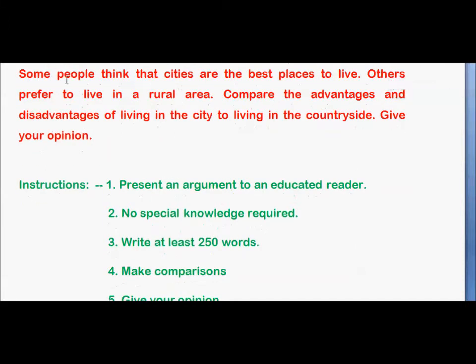The question is: some people think that cities are the best places to live while others prefer to live in rural areas. Compare the advantages and the disadvantages of living in the city to living in the countryside. Give your opinion. So basically in this essay we have to give the advantages and the disadvantages of rural areas and cities, and we also have to give our opinion, meaning which one do we prefer? Do we prefer to live in the countryside or the city?